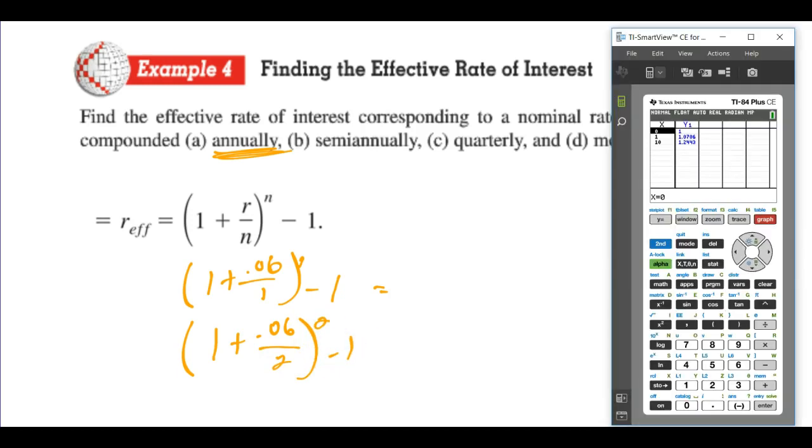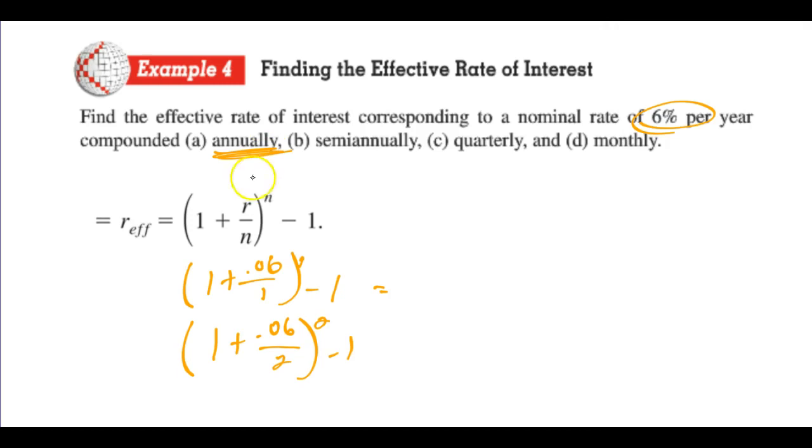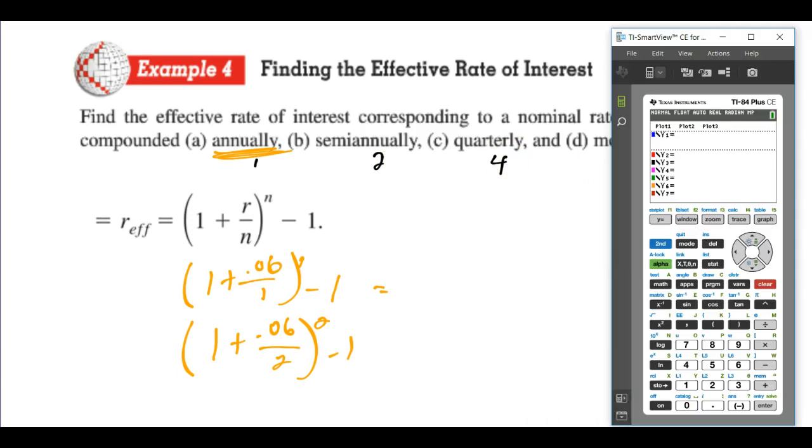And again, I really think the easiest way to do this is to let whatever's changing vary. First you let n be 1, then semi-annually 2, then 4, and then 12. So I would just go to your y equals, and instead of letting n be 1 or 2 or 4, just let n be x in your calculator.